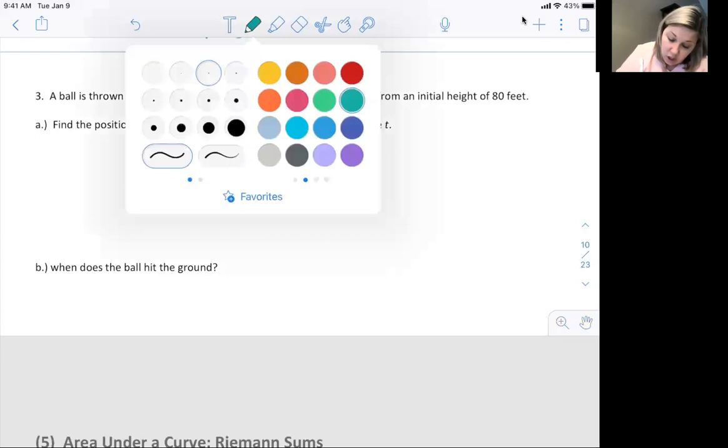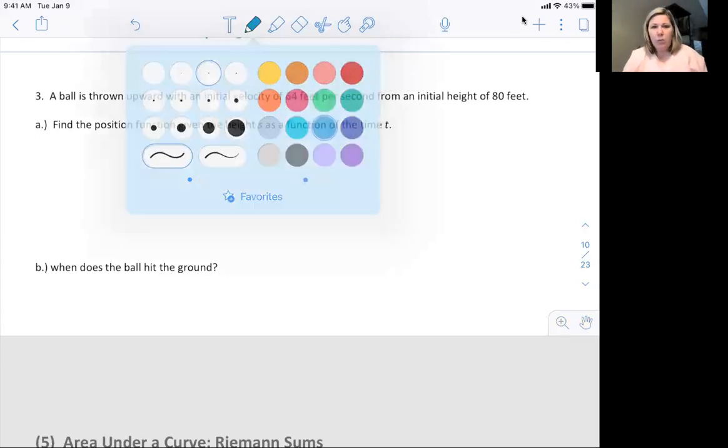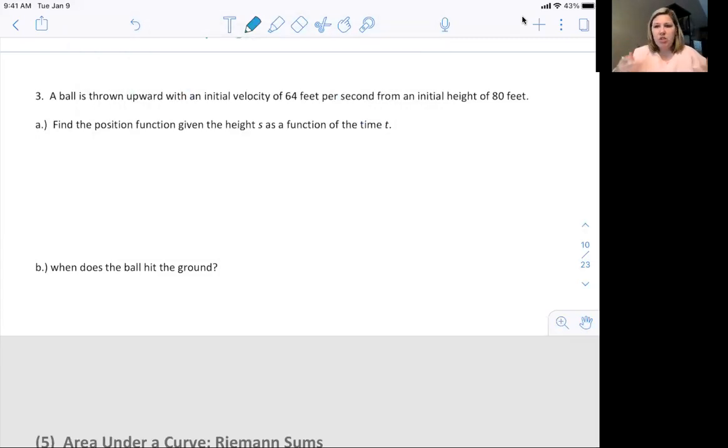So we can start, if you remember at the beginning of the year, we learned the position function for a free falling object. This is kind of where that function comes from. So we start by knowing that our initial velocity is 64 feet per second. So we know that v of t is 64 feet per second. Now, here's where we kind of have to start from.